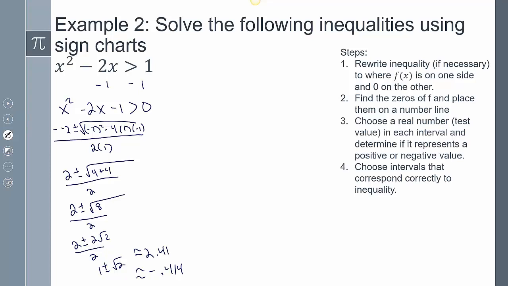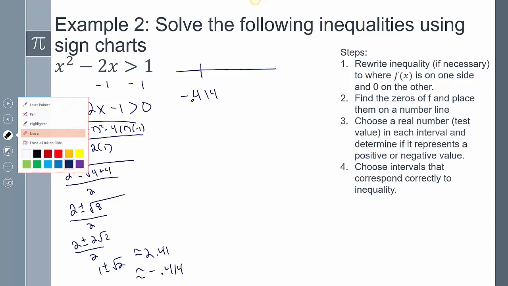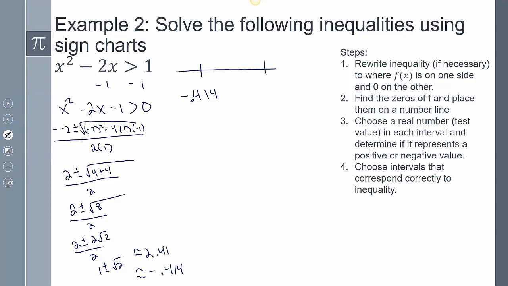So now, placing them on a number line, I have negative 0.414, and then positive 2.41. Now because it says there's no equal to symbol, each of these are going to represent open circles.